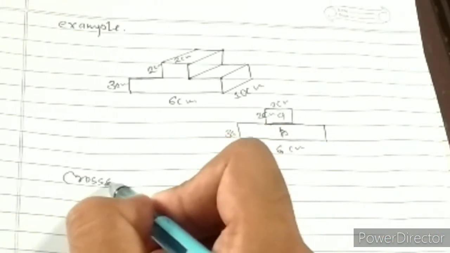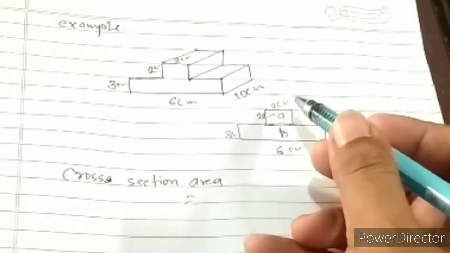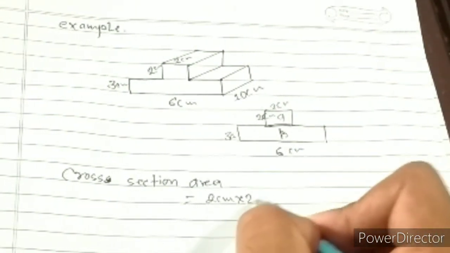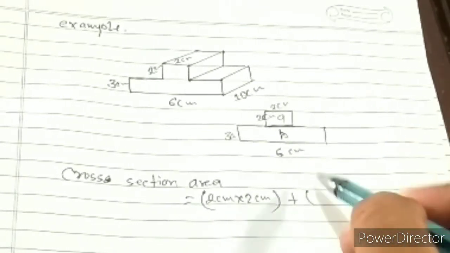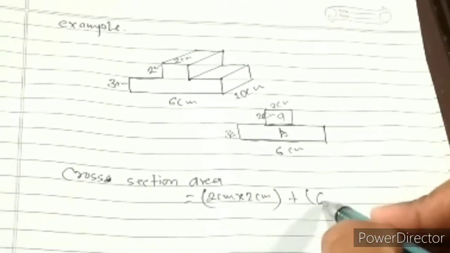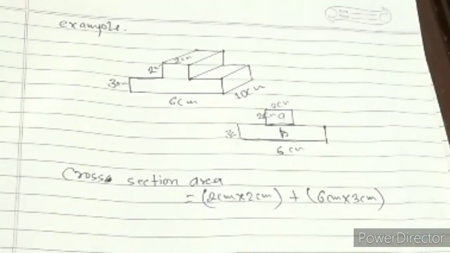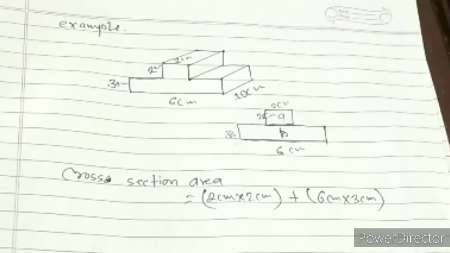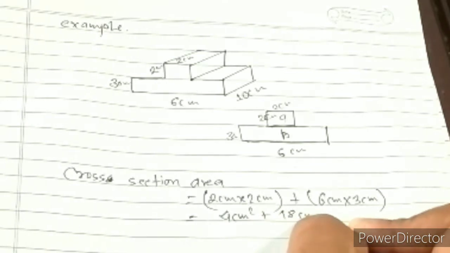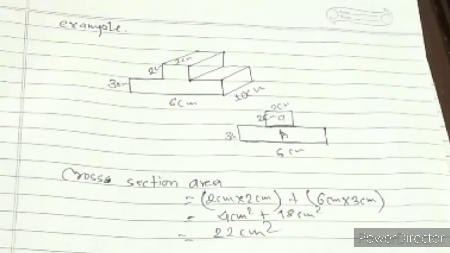So cross section area means area of A plus area of B. What is the area of A here? 2 into 2, and area of B, length into breadth, 6 into 3. So we have to make different rectangles. Whatever is given there, we have to make different rectangles and find the areas separately, and then we can add: 4 centimeter square, 18 centimeter square, that is 22 centimeter square.